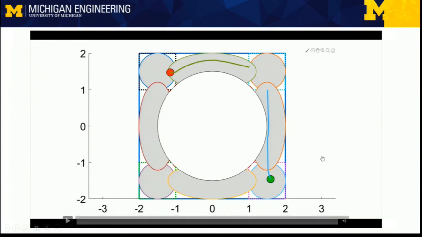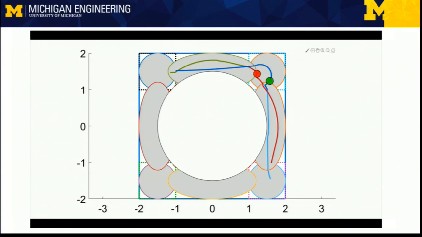So at some point the robots will meet and they will have to deconflict. Let's see if that plays. So here is where they met, and as you see here, the control is continuous, but not continuously differentiable.